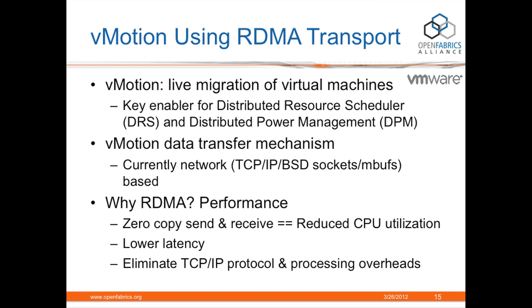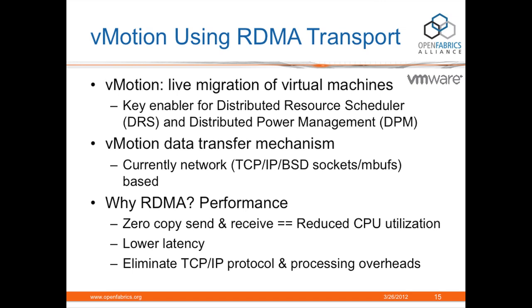Go a little bit into what VMotion is. It's basically live migration of running virtual machines. It's a key enabling technology for other VMware technologies like distributed resource scheduling and distributed power management. VMotion's data transfer mechanism currently relies on the TCP/IP stack. At the API level, it relies on BSD MBUF level APIs. It's not sockets per se, it's BSD MBUFs because we use zero copy sends and receives, and we can tag on buffers to MBUFs and so on.